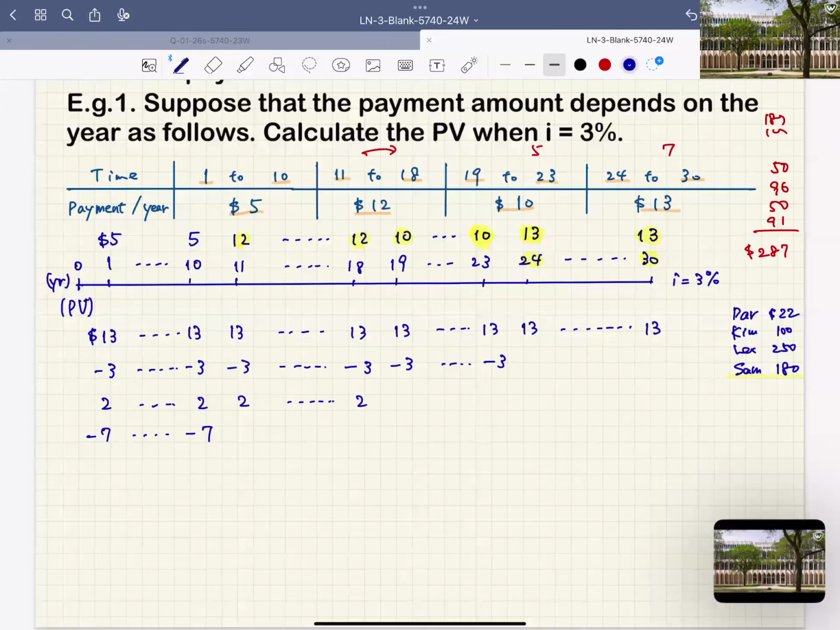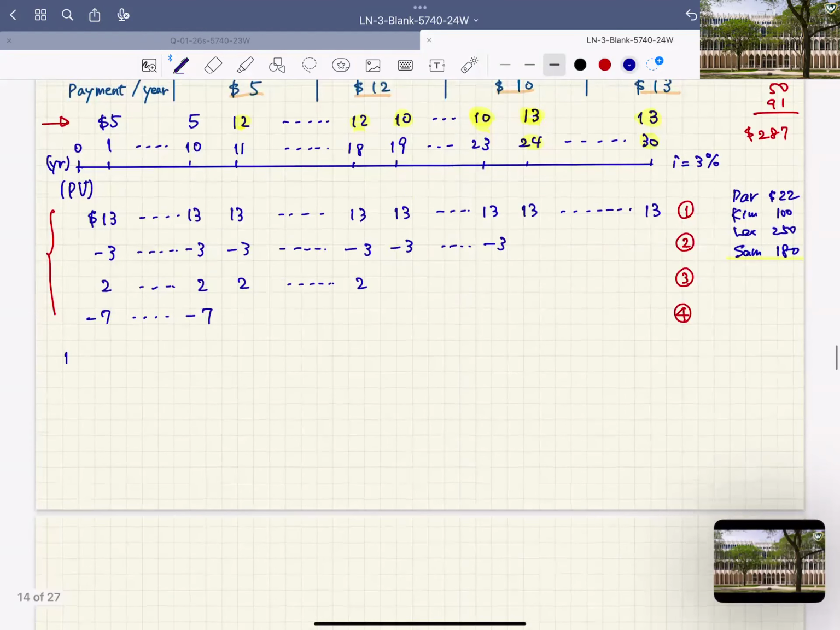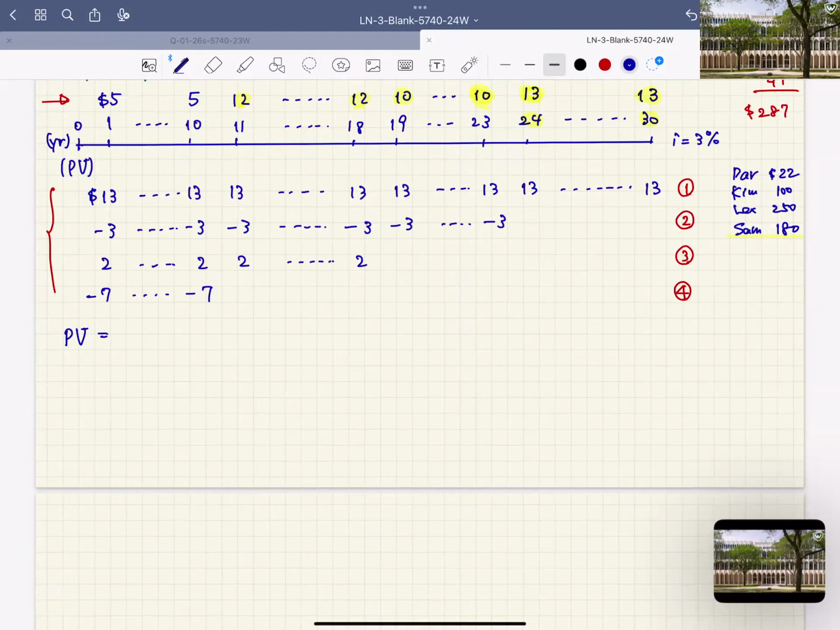So if we consider these 4 cash flows, the sum of these should be equal to PV. Right? So, or I would say these 4 cash flows, if we take the sum of these, then that is the same as the original cash flow. So this cash flow and the sum of these, they should be the same. Okay, let's say this is cash flow 1, this is cash flow 2, this is cash flow 3, and this is cash flow 4. Then the PV is equal to the PV of 1 and 2 and 3 and 4.